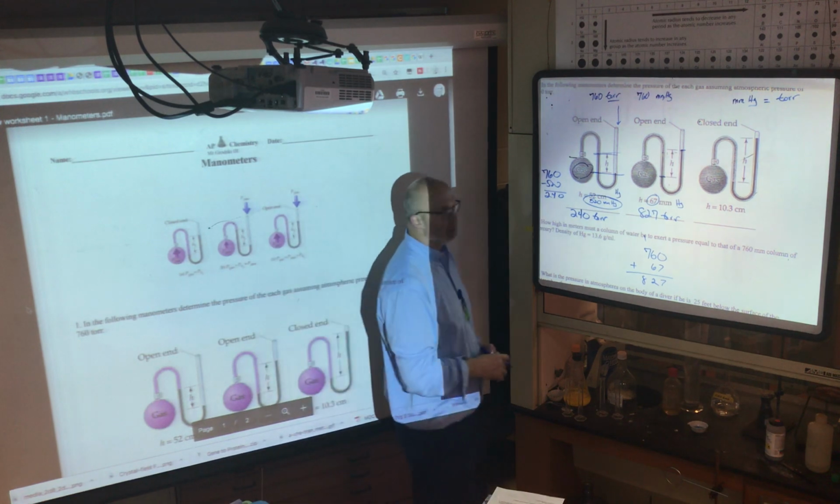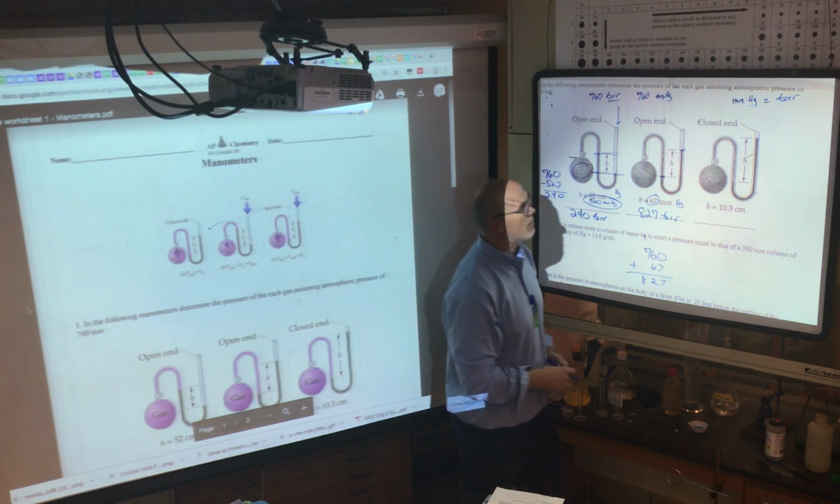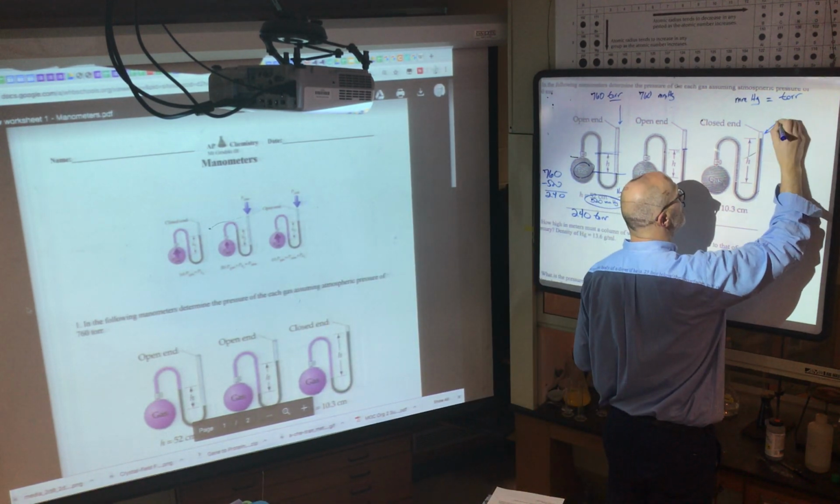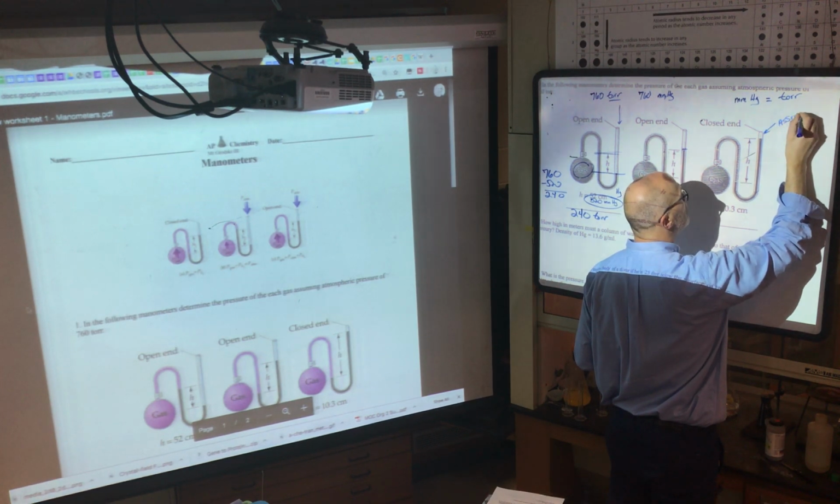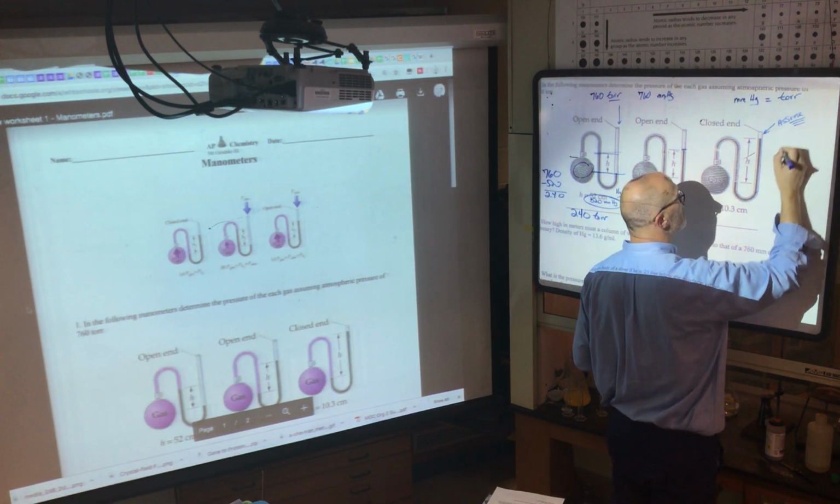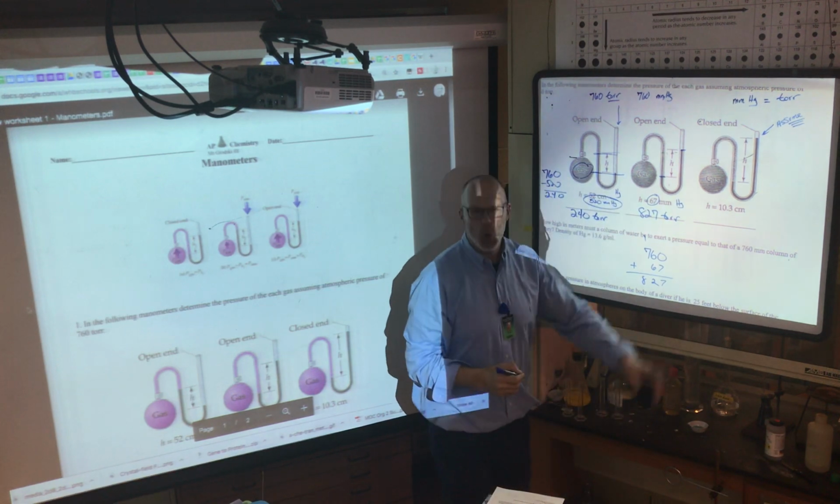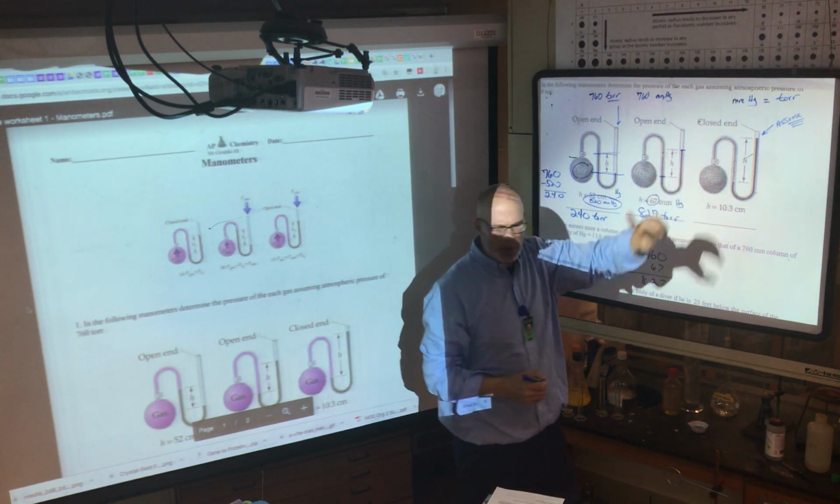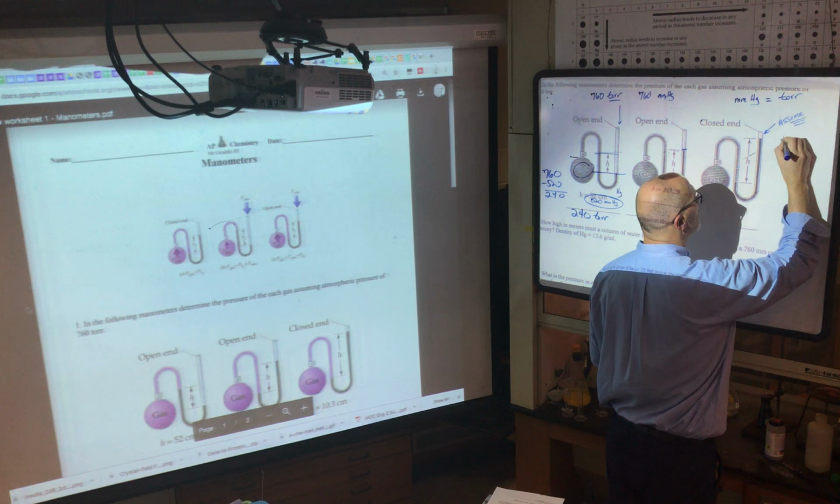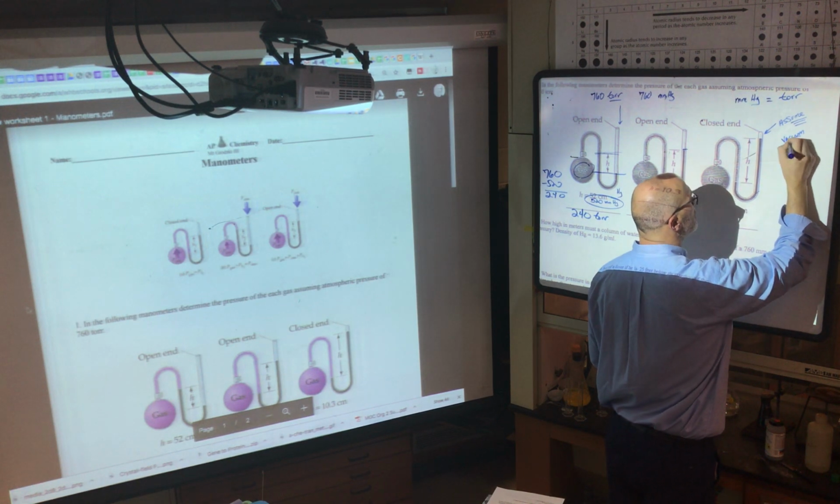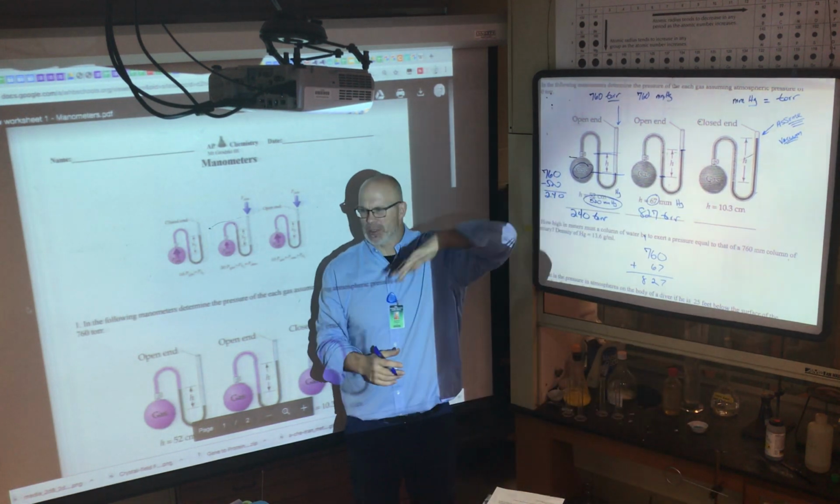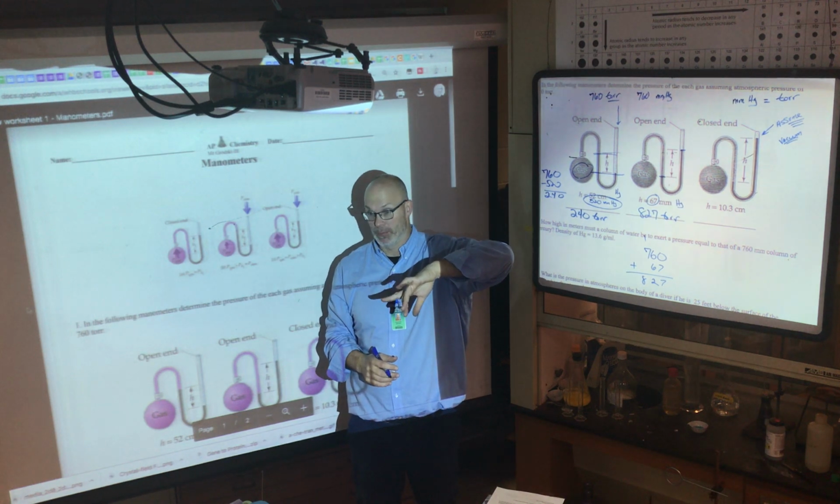Now, closed end. Anytime you hear closed end, you can assume, don't be a donkey or an asymptote, you can assume there is no pressure in that area. That's a vacuum. And there's a reason why mercury creates a vacuum when it falls down. It doesn't evaporate very well.